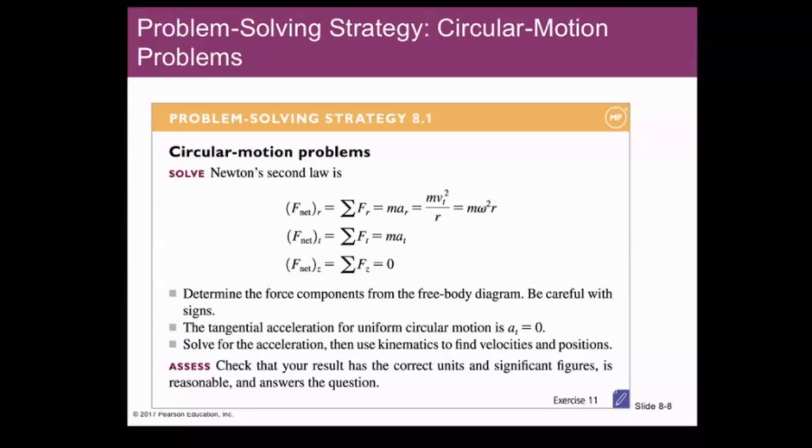We'll determine the force components from the free body diagram, being careful with the signs. The tangential acceleration for uniform circular motion is 0. Solve for the acceleration, then use kinematics to find velocities and positions. And then we can assess by checking that our result has correct units and significant figures, is reasonable, and answers the question.